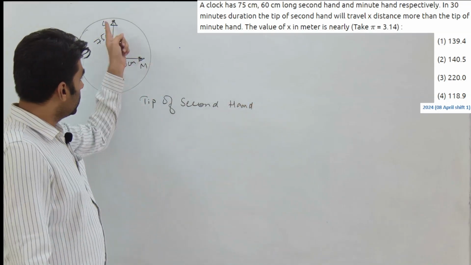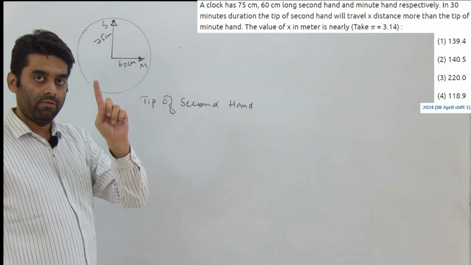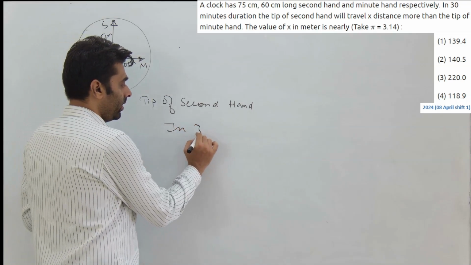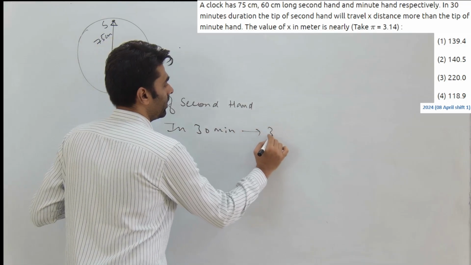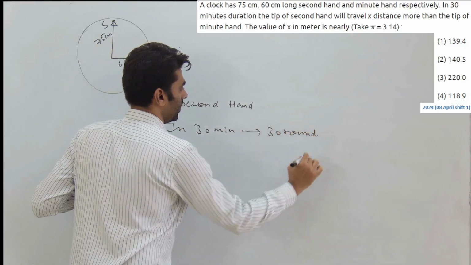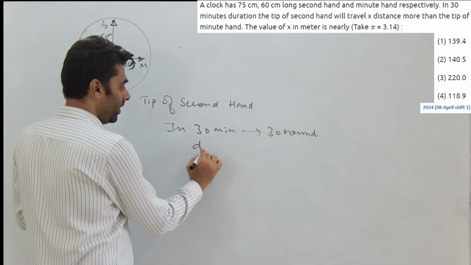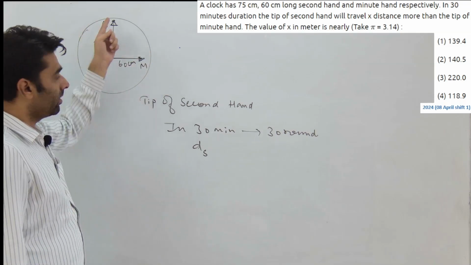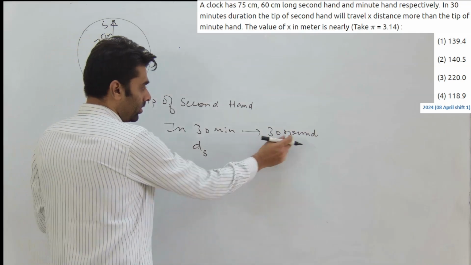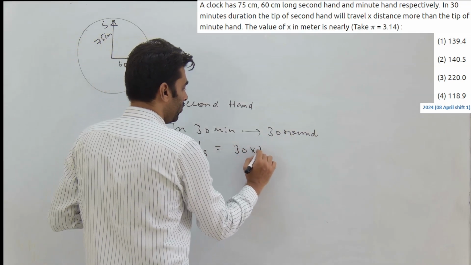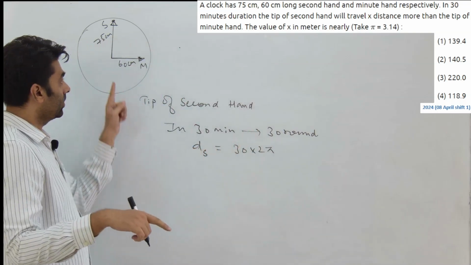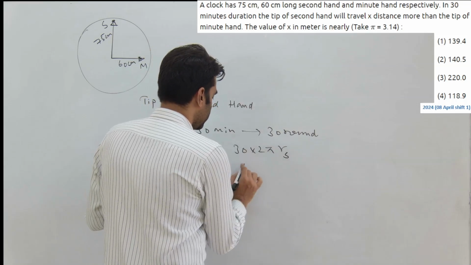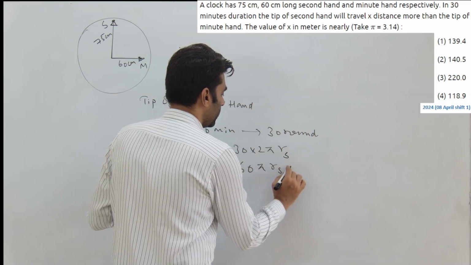In 1 minute, this second hand will make one complete round. That means in 30 minutes, how many rounds will it make? In 30 minutes, it will make 30 rounds. So what is the distance traveled by the second hand tip? Distance traveled in 1 round will be 2 pi r, since we are talking about the distance traveled by the tip. In 30 rounds, it will be 30 into 2 pi r. R is for this second hand, right? So I am writing it as rs. This comes out to be 60 pi rs, equation number 1.